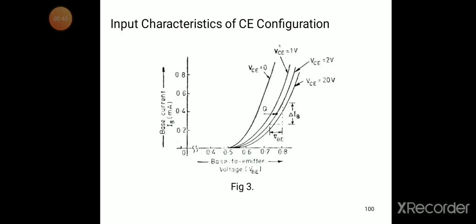You can see VBE taken on the x-axis and IB taken on the y-axis. What it represents is, whenever we change the VBE, what happens? VBE changes slowly, 0.4, 0.5, 0.6. Until 0.5 there should not be any IB current. IB current is almost all 0. After reaching 0.5, the IB current starts slowly.